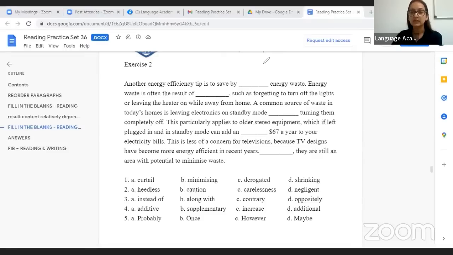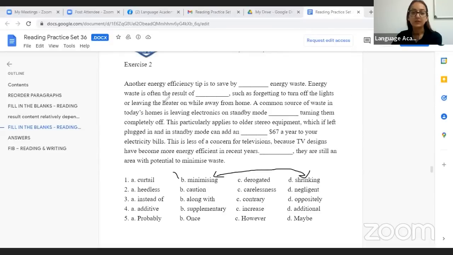Very good. So this says another energy efficiency tip is to save by dash energy waste. So with "by" comes the ing form of a verb. We have two INGs, and it's easy language to understand that we have to minimize the energy waste. We cannot shrink the energy waste.